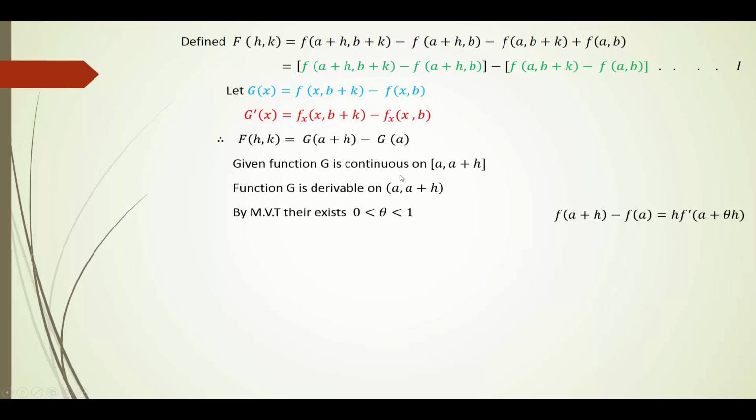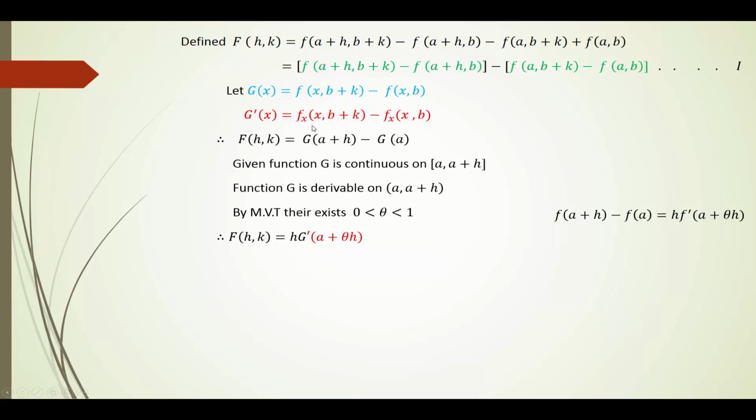If these conditions are satisfied, then the mean value theorem is f of a plus h minus f of a equal to h into f dash a plus theta h. Here we have g of a plus h minus g of a. So by the mean value theorem, it is h into g dash a plus theta h instead of f. Therefore f of hk equals h into g dash a plus theta h. Now we know what g dash x is.